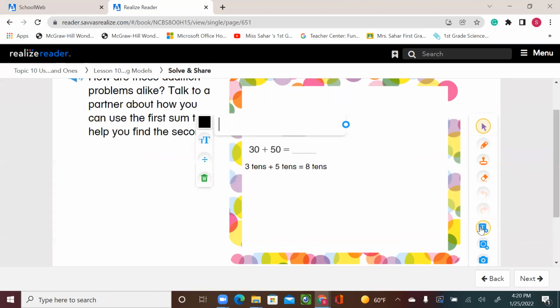Now I know that 3 tens means 30. 5 tens means 50. 8 tens, 80. So 30 plus 50 equals 80. That's the answer for the first question. All right. So I will leave you with the rest of the activity in your book, page 403 and 404. Thank you.